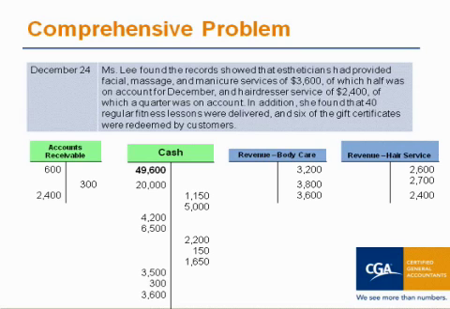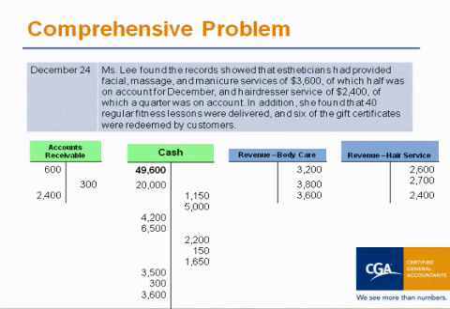So for the revenue accounts, let's have a look. For body care, we have to recognize the $3,600, so we will credit revenue body care by $3,600. She also earned $2,400 for hair services, so we will credit hair service for $2,400. Increase both of those accounts.